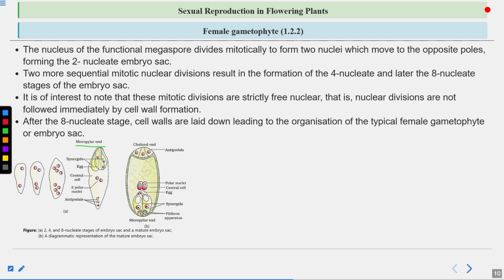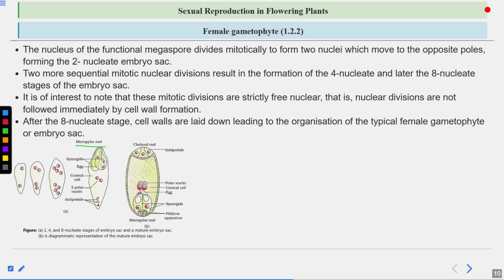Antipodals. Nourishment. Very good. They provide nourishment. They get degenerated, and the degenerated cells provide nourishment to the developing embryo. Good. What is the function of the central cell?